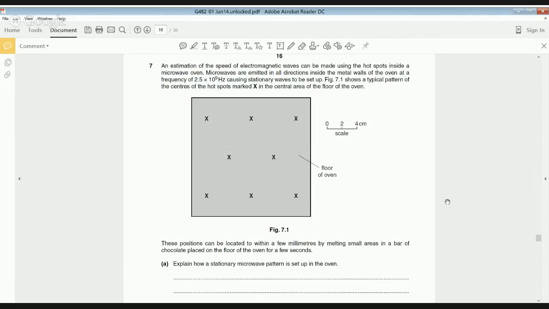Okay, question number 7. This is an experiment that, if you're one of my students, we actually did with some cheese on toast in class, I think before Christmas. You can estimate the speed of electromagnetic waves using hotspots inside the microwave oven. Microwaves are emitted in all directions, and that's the frequency, and stationary waves are set up. And this shows a typical pattern of the center of the hotspots marked X.